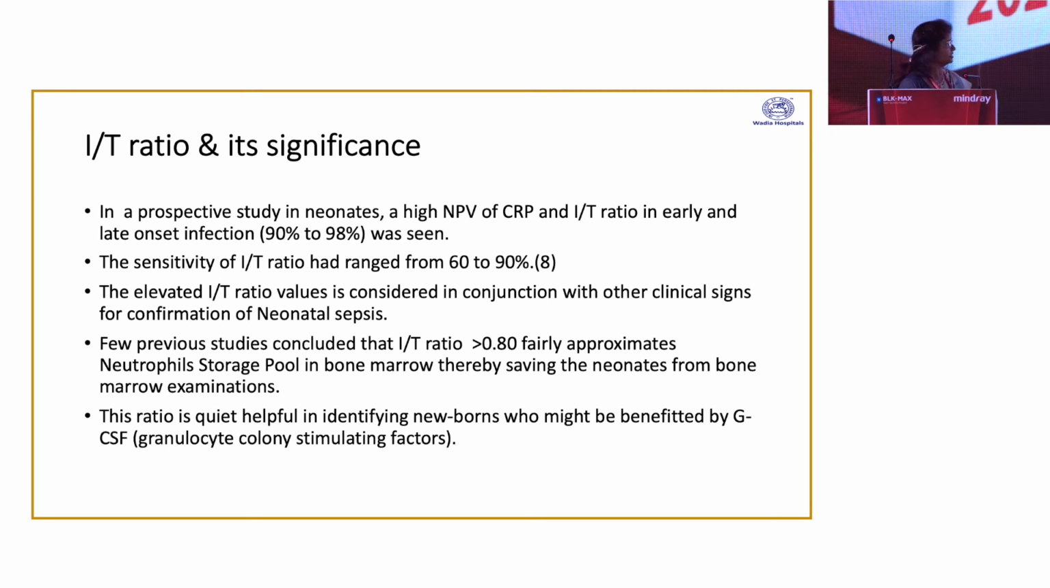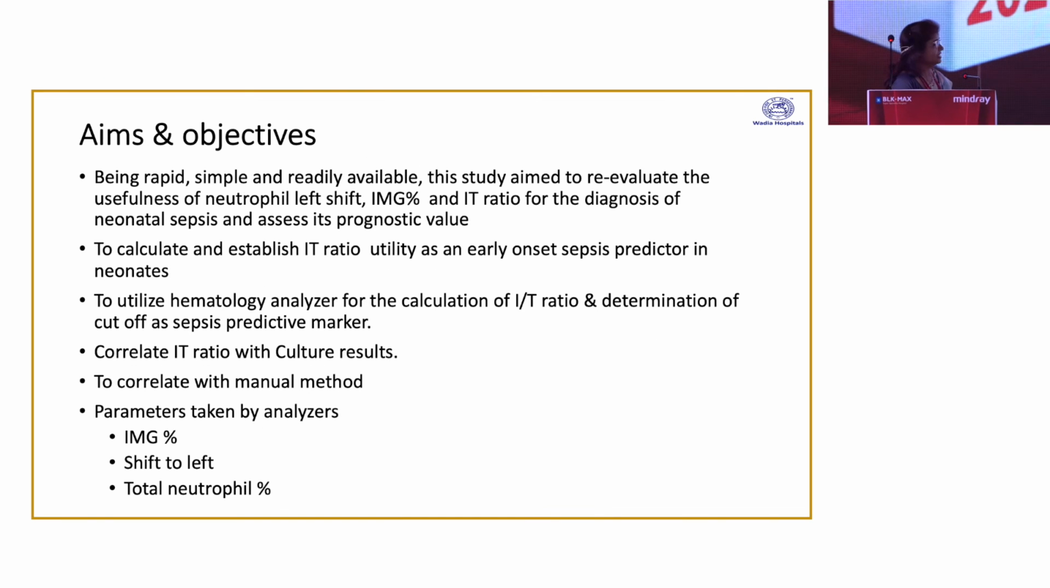A few previous studies concluded that an IT ratio of more than 0.8 fairly approximates the neutrophil storage pool in bone marrow, thereby sparing neonates a bone marrow examination. The ratio is quite helpful in identifying newborns who might benefit from GCSF therapy. Our aim is, since it is a rapid, simple and readily available test, to re-evaluate the usefulness of neutrophil left shift, immature granulocyte percent and IT ratio for the diagnosis of neonatal sepsis and assess its prognostic value, and to calculate and establish IT ratio utility as an early onset sepsis predictor.